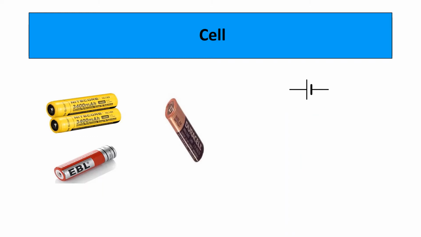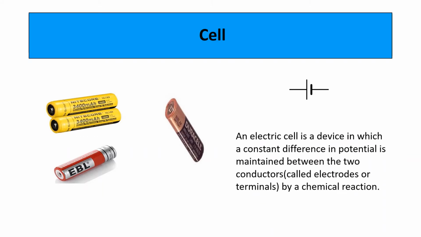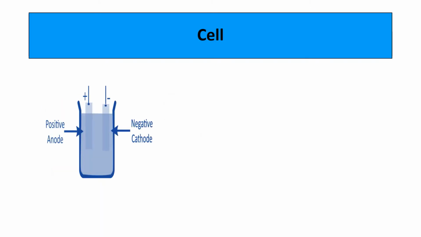In a cell, the chemical energy is being converted into electrical energy. An electric cell is a device in which a constant difference in potential is maintained. That means the potential difference is constant between the two electrodes or the terminals. This electrolytic cell will maintain a steady current in an electric circuit. It consists of two electrodes, a positive electrode and a negative electrode.